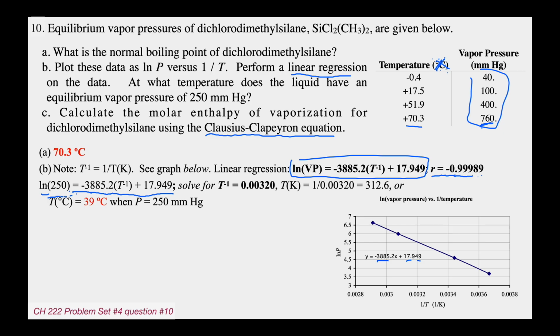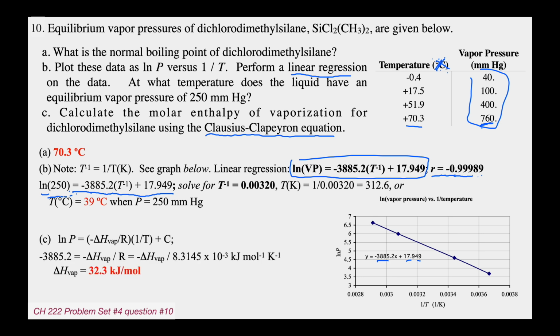Now, finally, calculate the molar enthalpy of vaporization for this compound using the Clausius-Clapeyron equation. If you look back in the notes, the equation is natural log of P equals negative delta H vap over R times 1 over T plus C. How does that help us, Dr. Russell? Boy, that's a great question, and at this point, I'm not sure. No, I'm just joking. The slope equals negative delta H vap over R. So if we can isolate delta H vap from that information, we're going to be good to go.